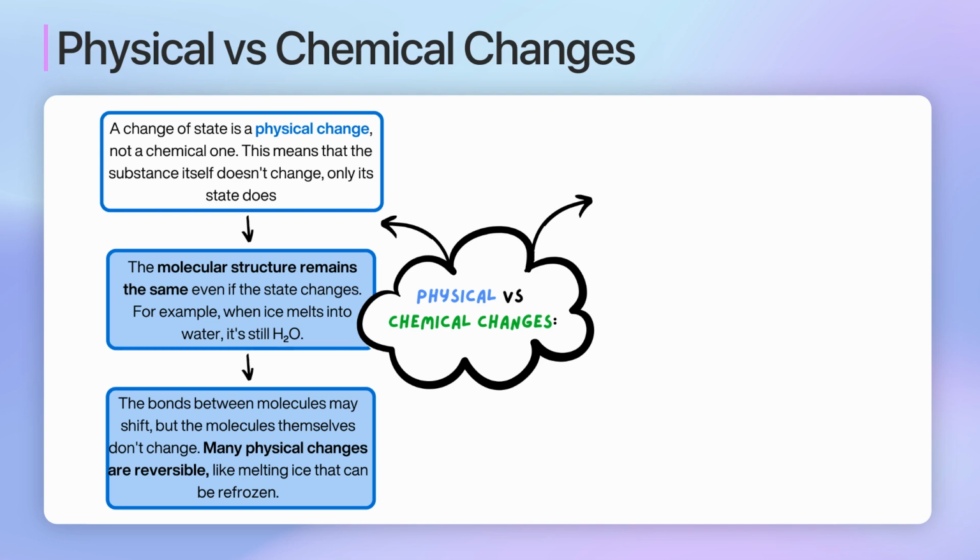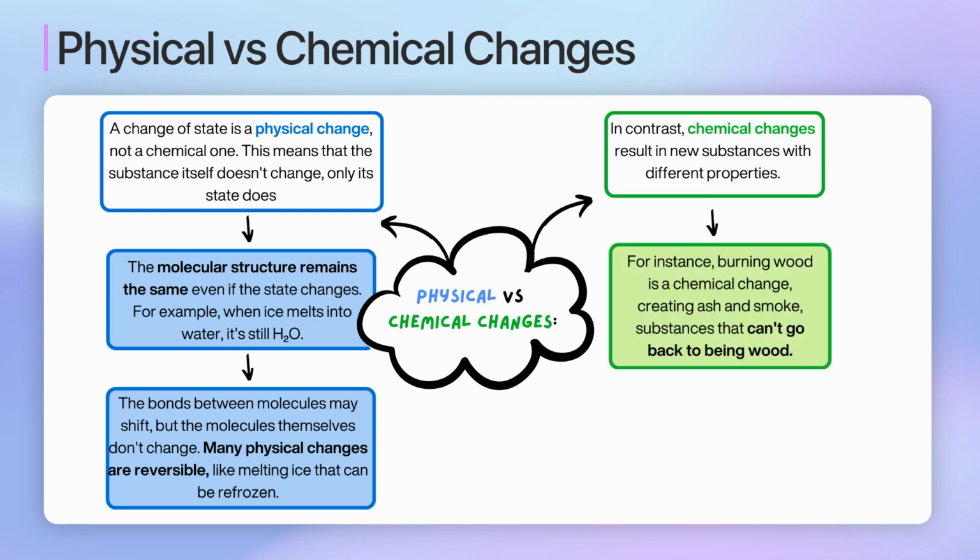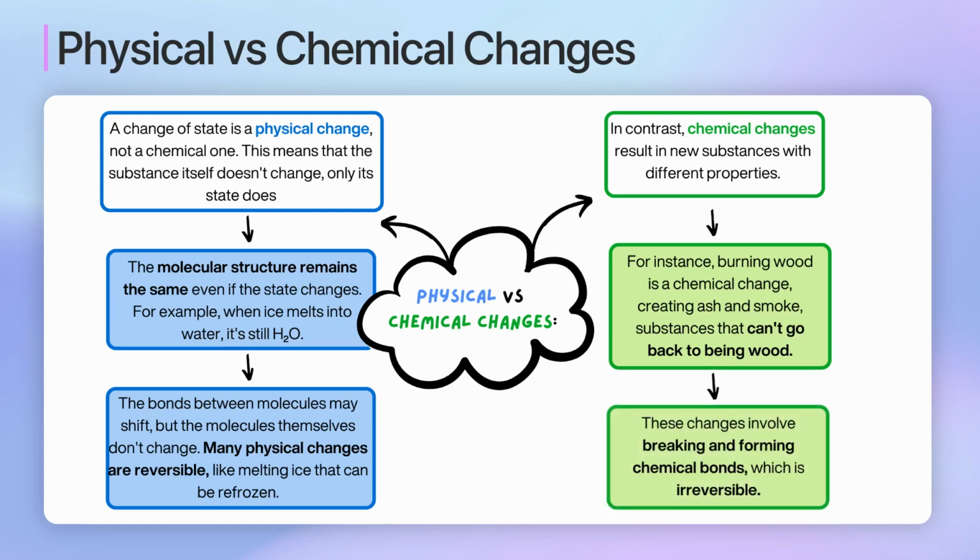In contrast, chemical changes result in new substances with different properties. For instance, burning wood is a chemical change, creating ash and smoke, substances that can't go back to being wood. These changes involve breaking and forming chemical bonds, which is irreversible.